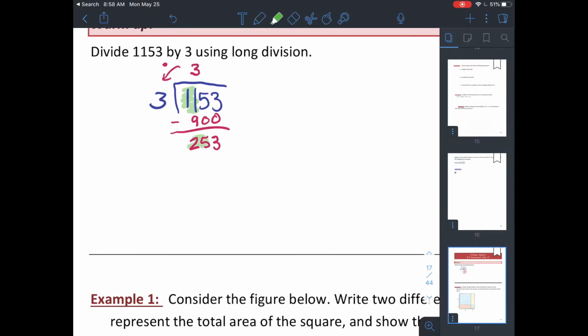You repeat it. So 3 won't go into 2, but it'll go into 25 8 times. You multiply it back. 8 times 3 gets you 24. And then you subtract, which is going to give you 13. 13 divided by 3 is 4. 4 times 3 is 12. Subtract one last time, which will give you 1. 1 won't be divided by 3 evenly or at all, so you're just going to have 384 and 1/3.